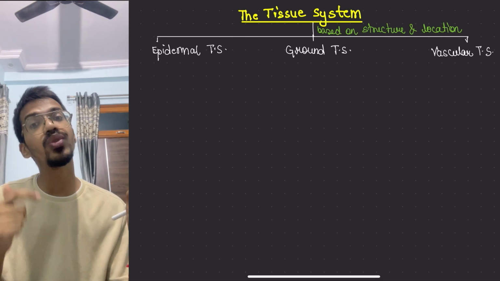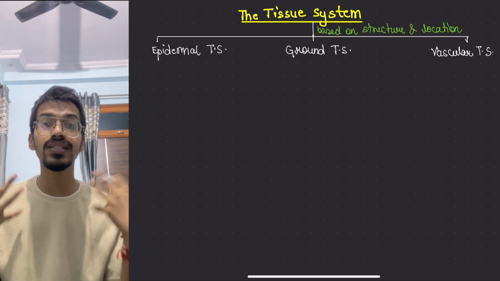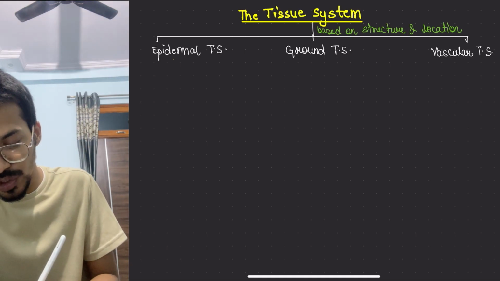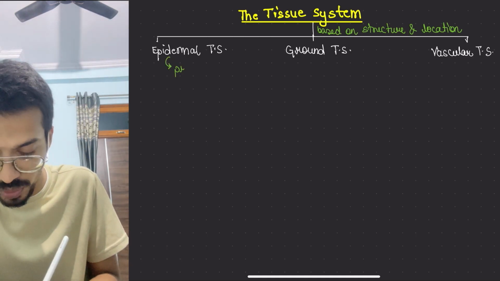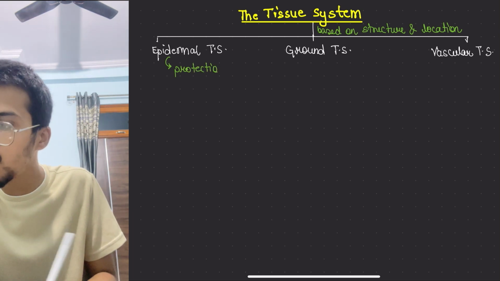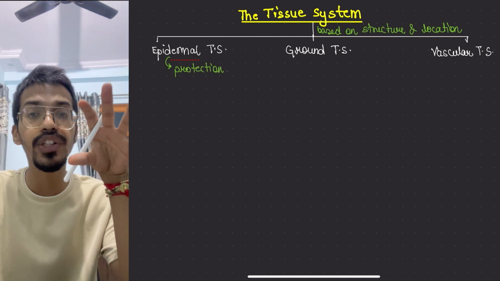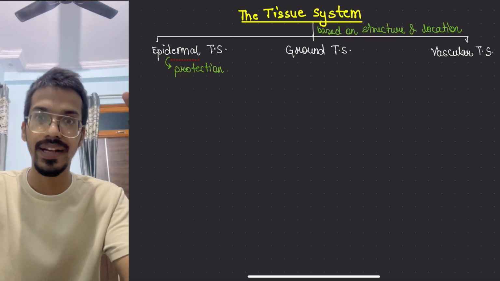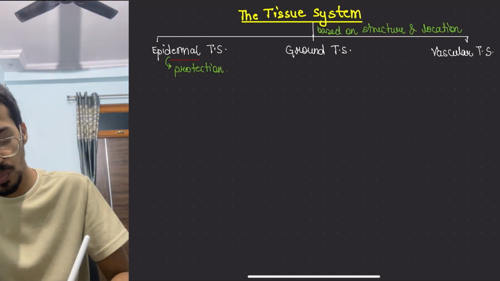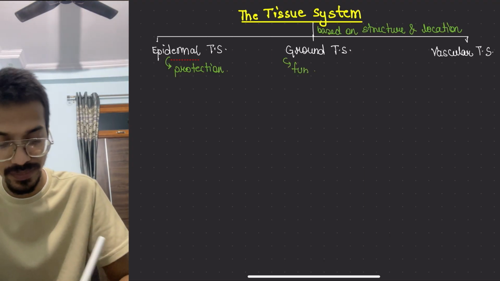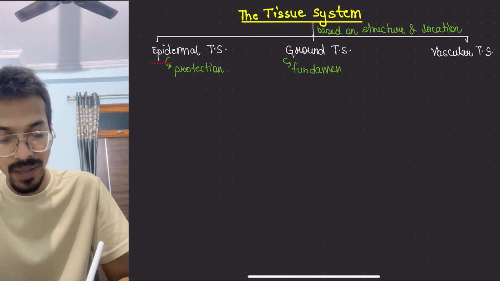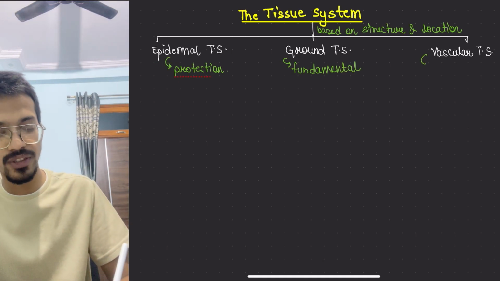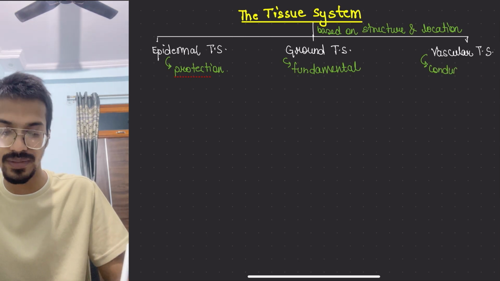So what does the epidermal tissue do? The outer layer protects the internal delicate things, right? So the epidermal tissue is for protection. Next, your ground tissue is the fundamental tissue, meaning it contains all the basic body arrangement in the plant. This is the fundamental tissue system. The fundamental body structure is provided by this, and the vascular tissue system is for the conduction of food and water.